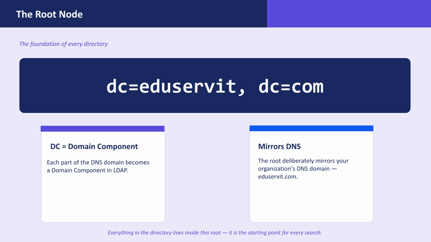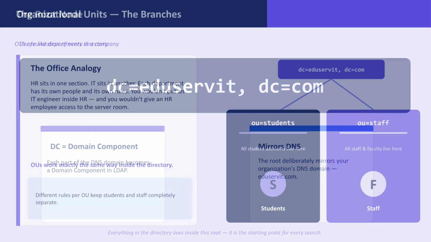Just like how a website address identifies an organization on the internet, the root of the directory uses that same domain name to identify the organization inside LDAP. Everything in the entire directory, every student, every staff member, every group lives inside this root. It is the starting point for every single search the LDAP server performs.